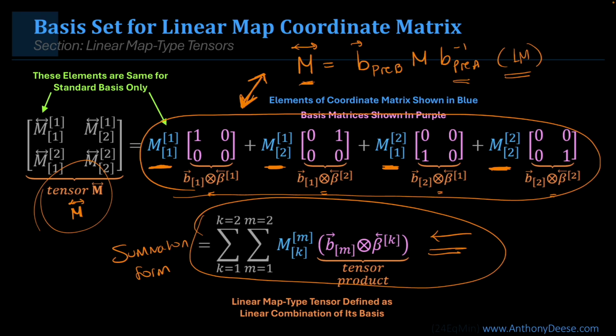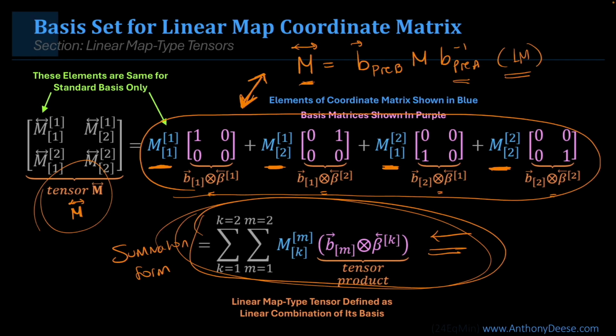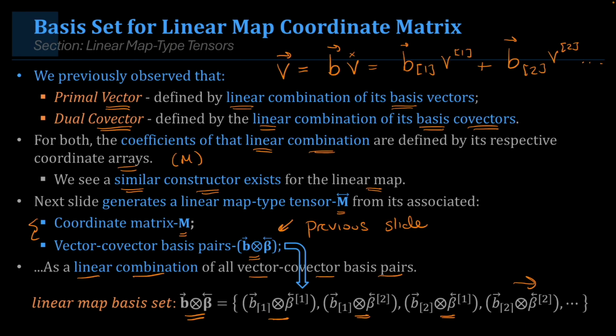I don't know if that makes sense to all of you, but anyway, the summation-based form, we will begin to lean on that more and more as we move forward. So let's ask a question, though. What are these? What is the B?